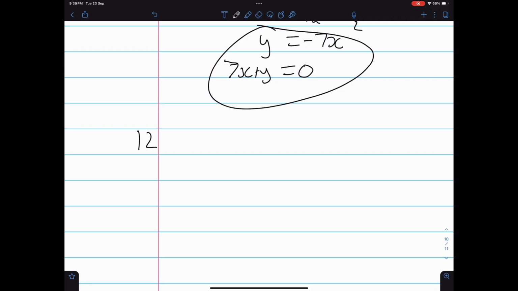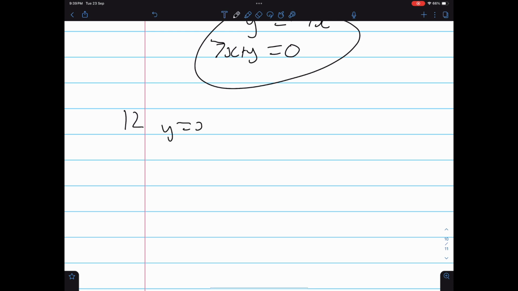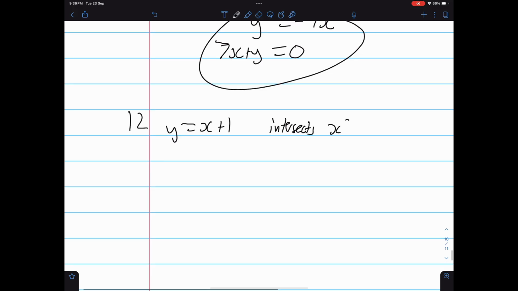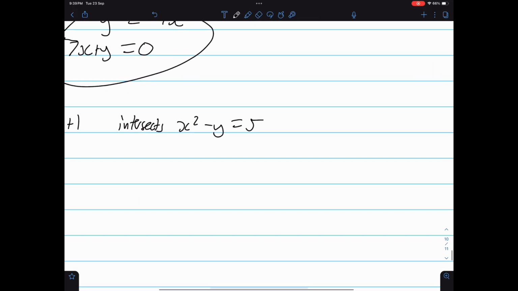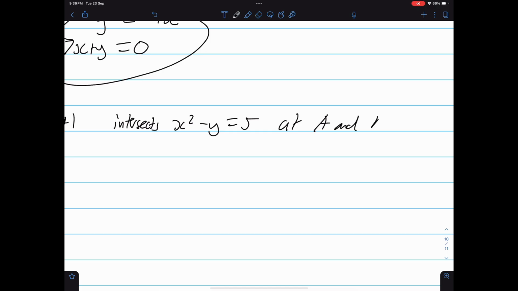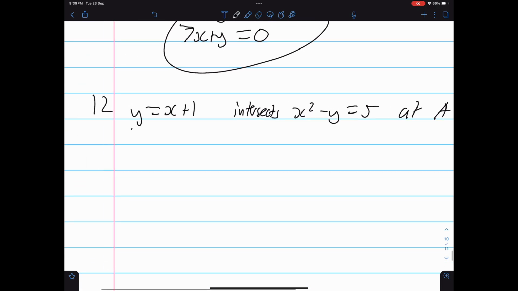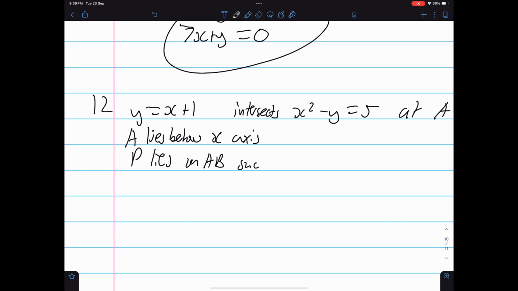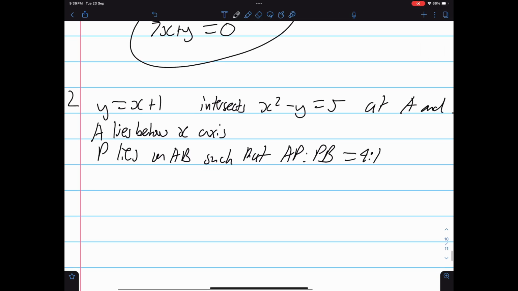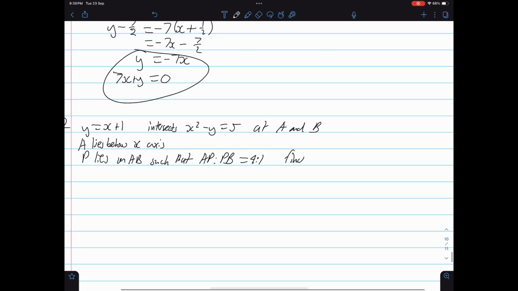12. Straight line y equals x plus 1 intersects the curve x squared minus y equals 5 at A and B. A lies below the x-axis, P lies on AB, such that AP to PB is equal to 4 to 1. Find the coordinates of P.